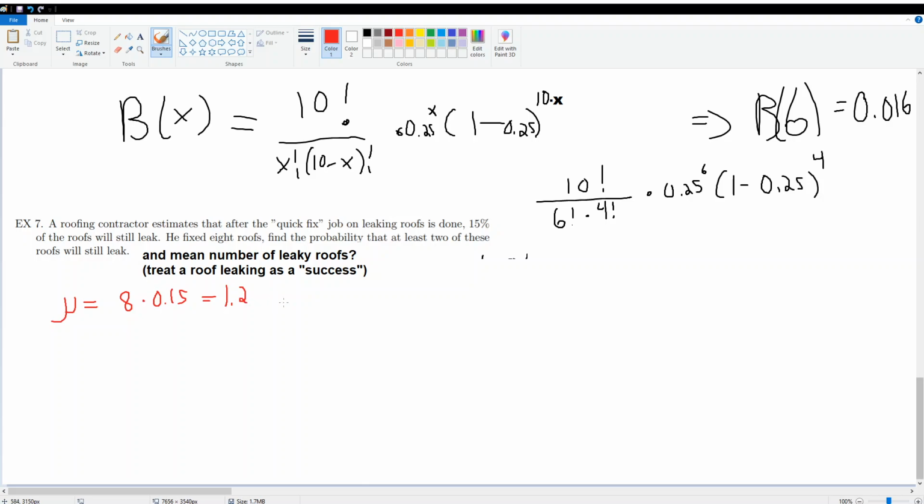This is an example of where the mean can't be a data value, like with when rolling the die. Doesn't mean it's wrong, it's still right. It means most of the time, 1 of the roofs will leak, 1 or less at least, but every now and then you'll have more than 1.